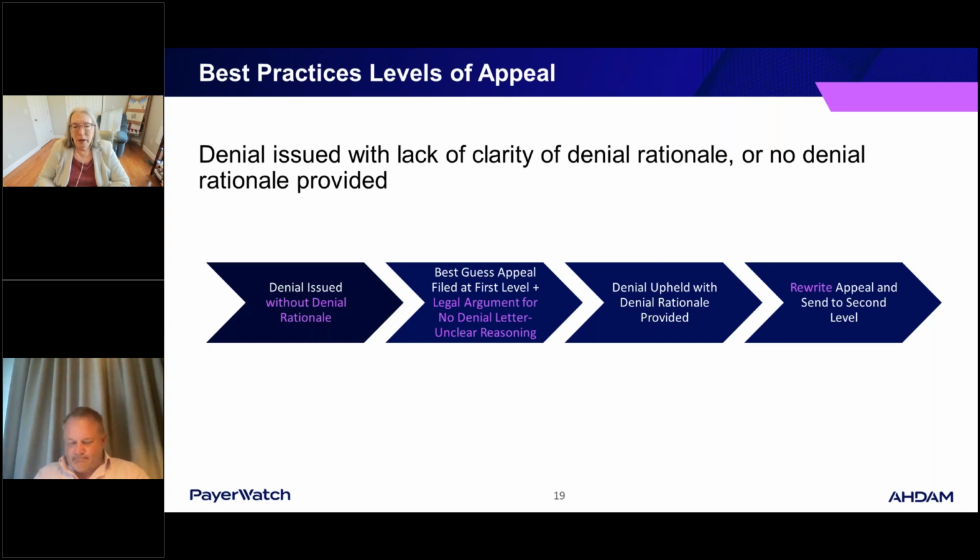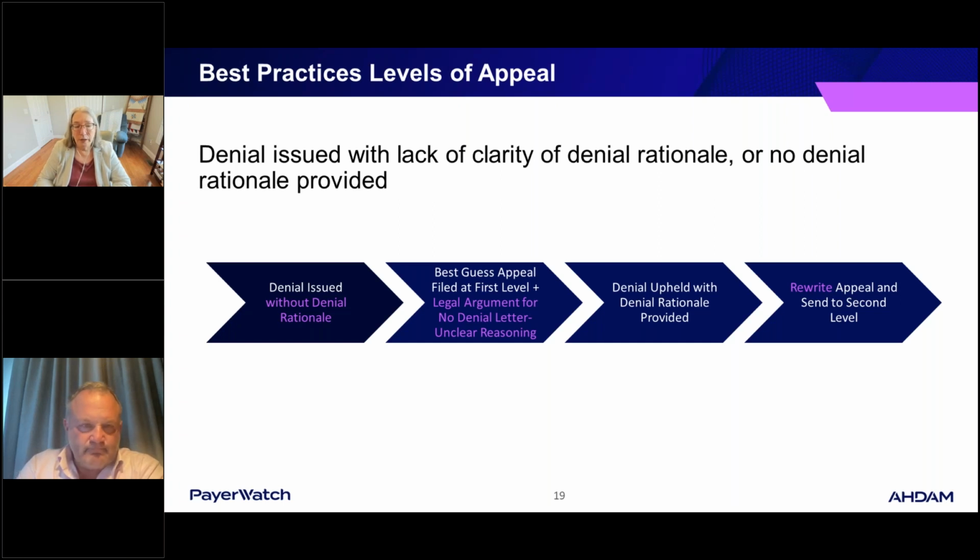Then the denial gets upheld, and now they provide you the denial rationale. So we see this a lot where once an appeal is filed, you will get correspondence with denial rationale that maybe you didn't have at the first level. Then you rewrite your appeal to address that denial rationale and send it to the second level. So that's great as long as you have 2 levels of appeal.